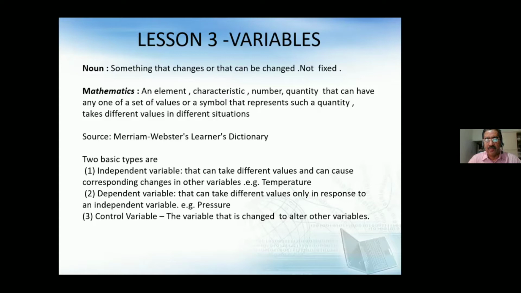As you all know, variables means something which can be changed and which is not fixed. There are two types of variables, independent variables and dependent variables. The dependent variables take the values based on the independent variables you change. Again, in cost reduction, we'll have a word called control variable. This is the variable which you are changing to alter the other variables. So variables means some things that can be changed or that cause a change in something else.